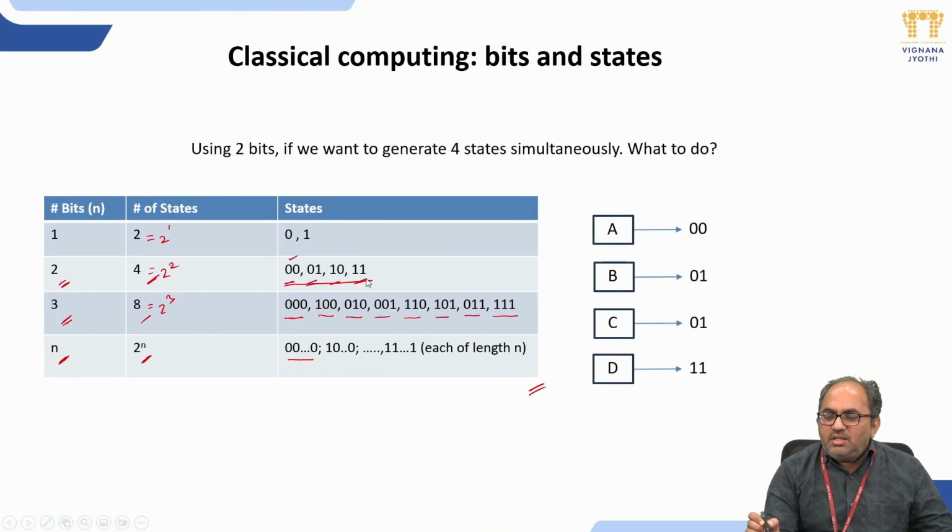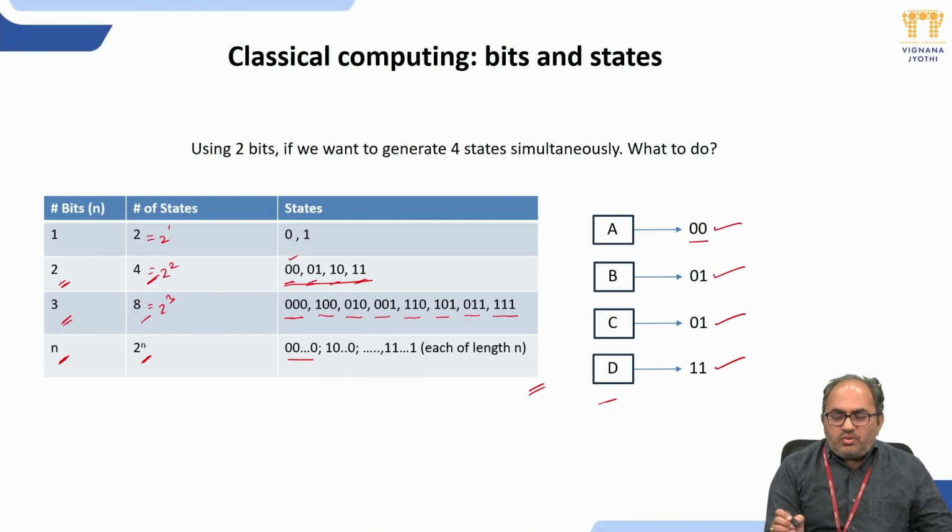Now the answer is that you use 4 circuits, classical circuits. Say classical circuit A, giving you the state 0,0. Another classical circuit B, generating the state 0,1. Another classical circuit C, giving you the state 1,0. Next classical circuit D, giving you the state 1,1. So now I have to use 4 different circuits, each one generating one state. So using 4 circuits, I can generate 4 states simultaneously in classical computing.